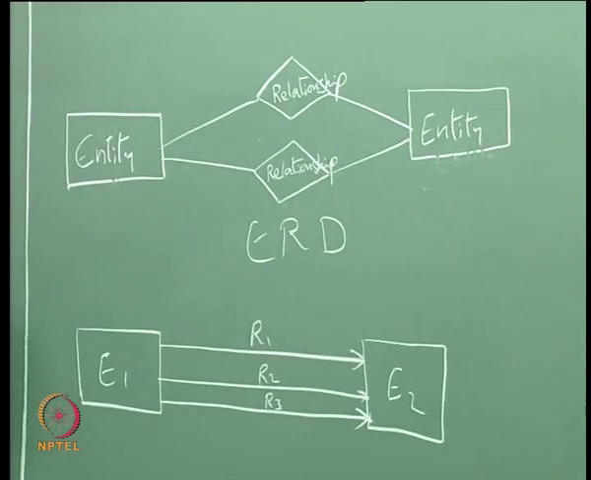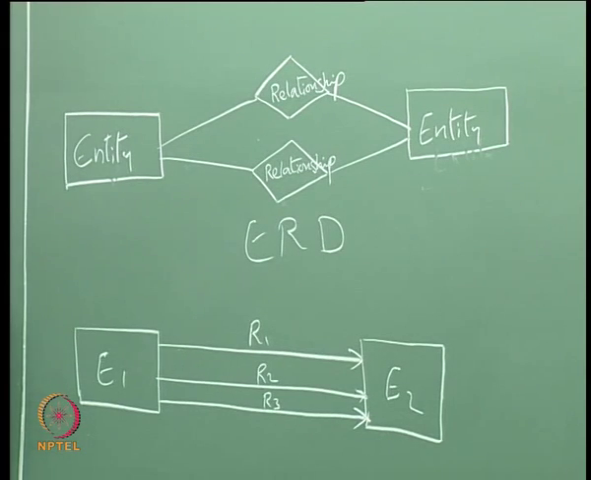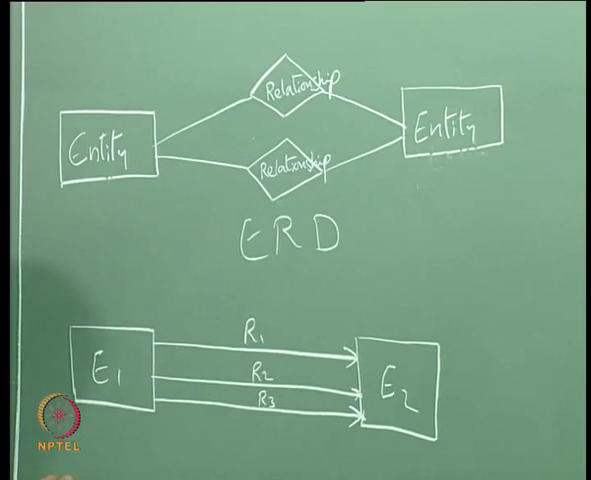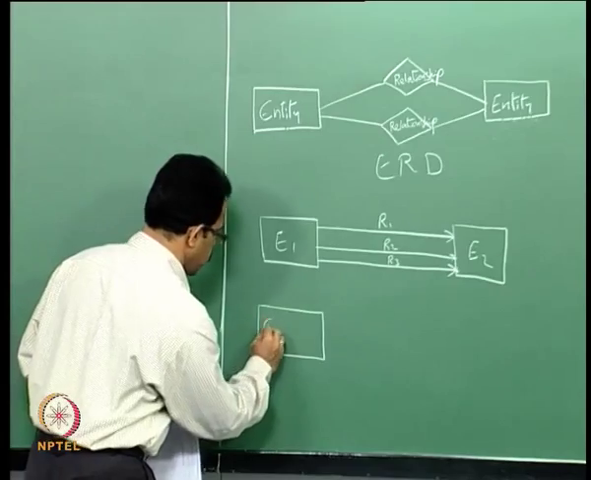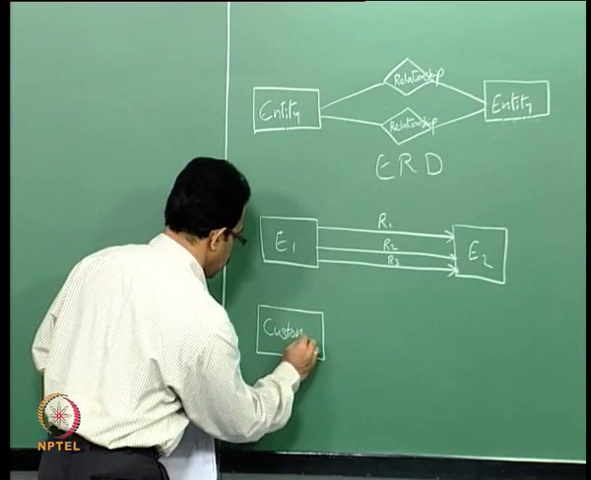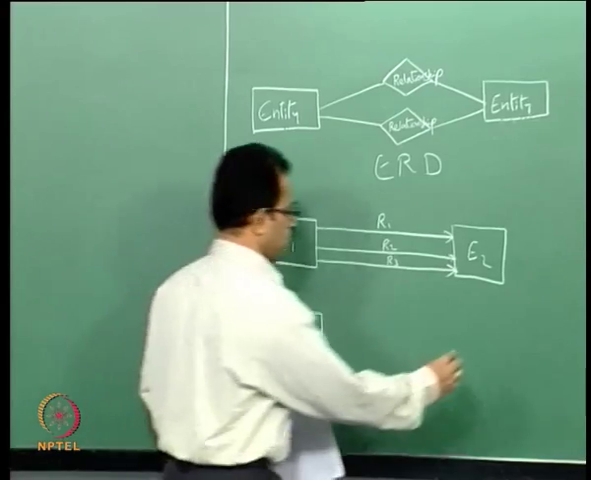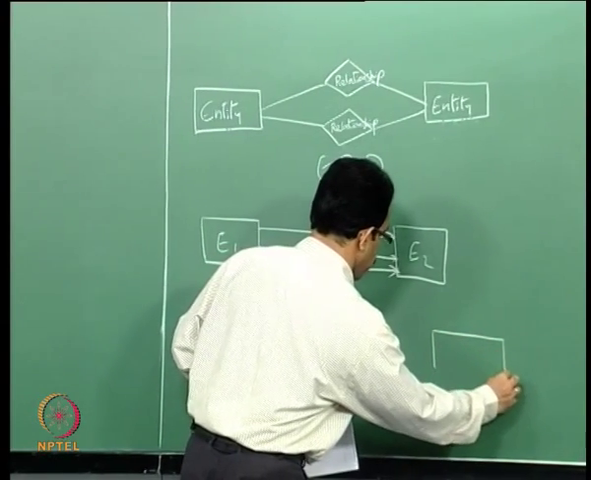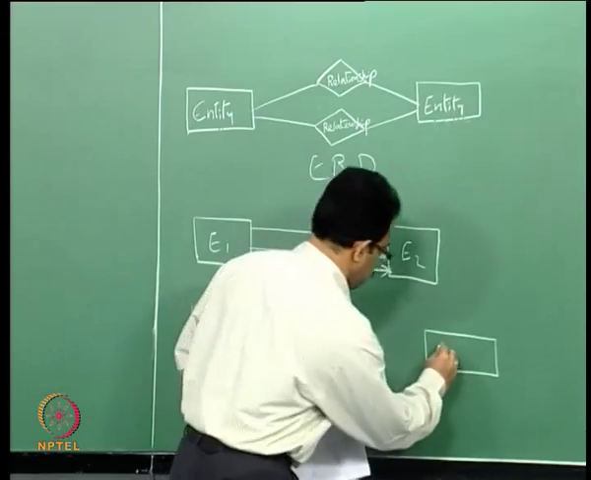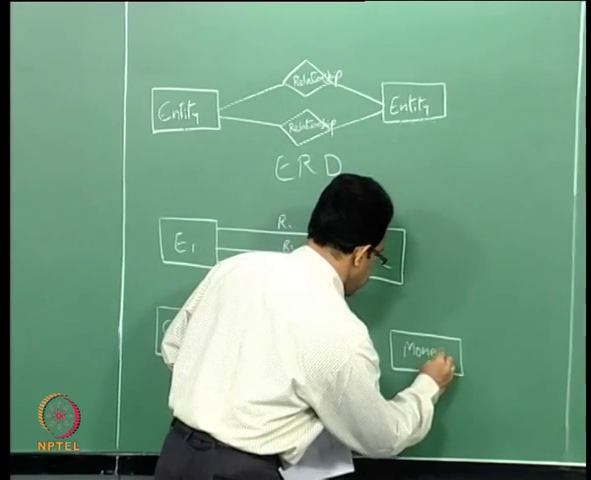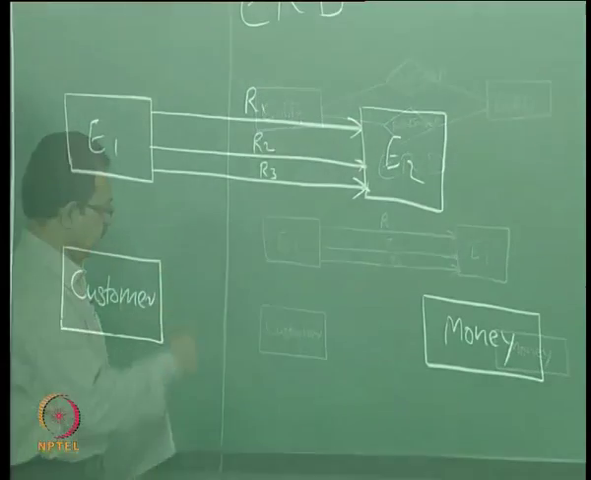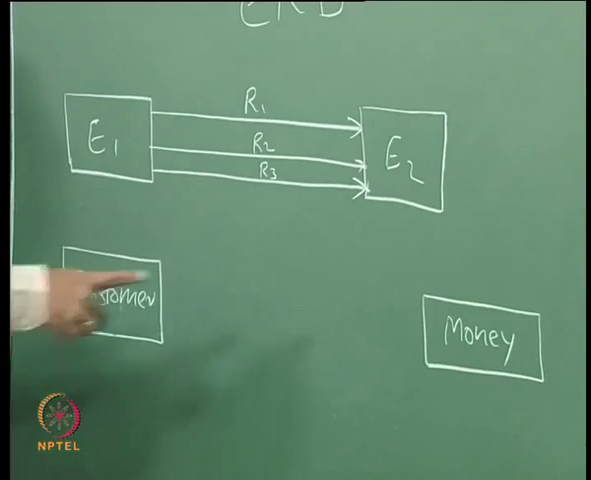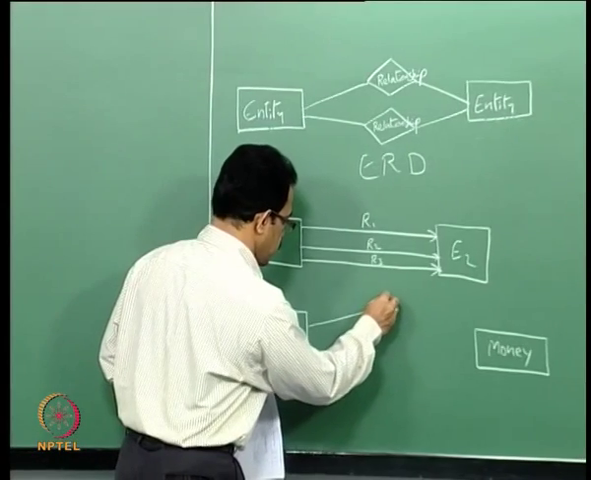For example, we take a case of a customer making deposits. How do we represent the relationship between the customer and the money? Customer is an entity here. It is a very simple example. So, customer and money are two entities. As we mentioned, an entity can be anything, a machine, a material, or any other thing which can be represented. So, this is one entity and this is another entity, and when a customer makes a deposit, we can write down the relationship like this.